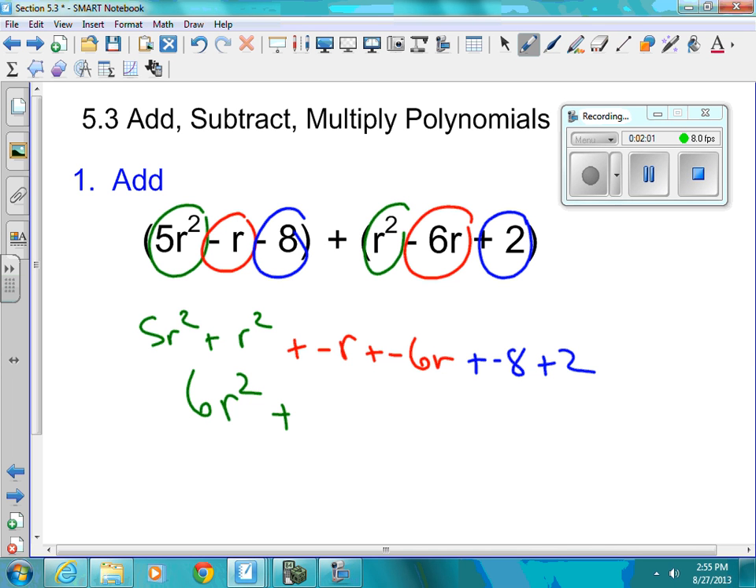Negative 1r and negative 6r added together. Well, it's a negative 1, really, that's a 1 there, don't forget that. Plus a negative 6, that's a negative 7r. And negative 8 plus 2, that would be plus a negative 6. And I don't like to have two signs like that next to each other when I'm simplifying things.